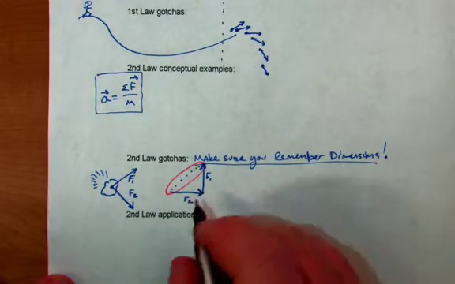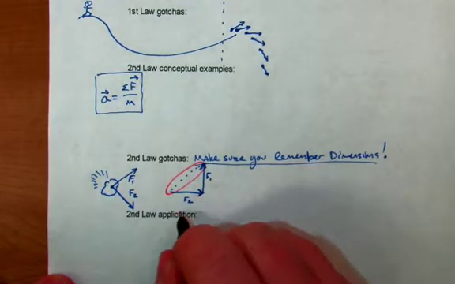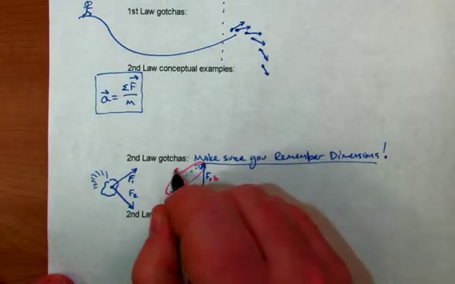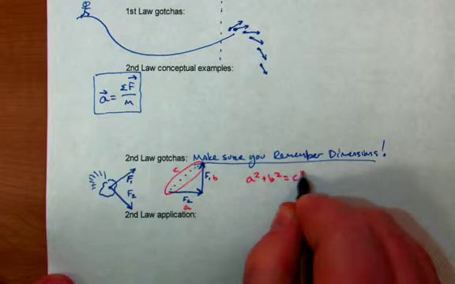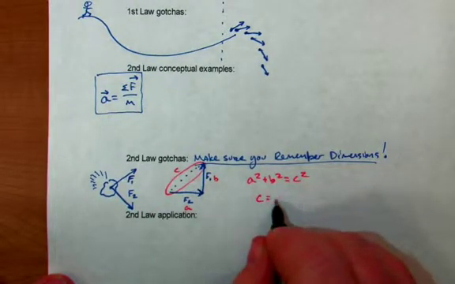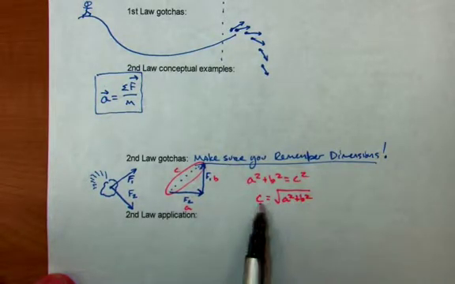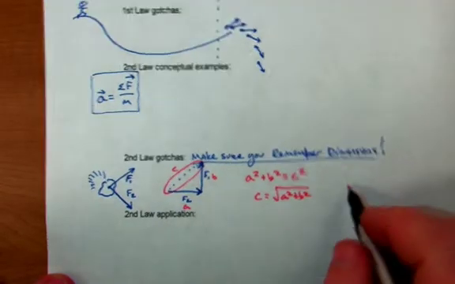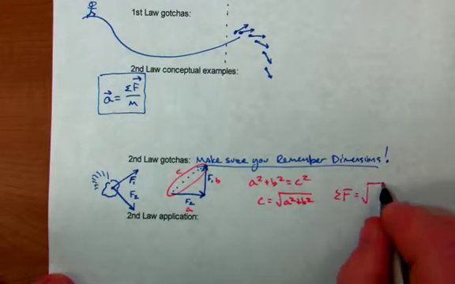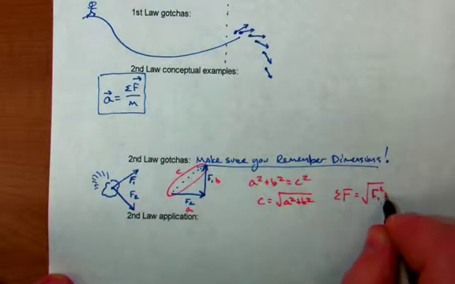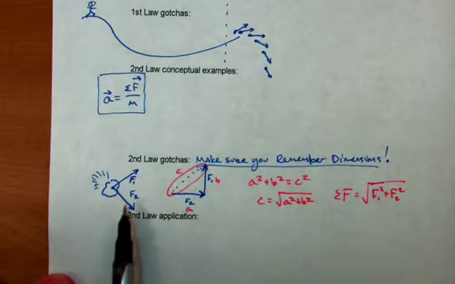So to do that, if you think about it, use Pythagorean's theorem, where let's call this A, that B, and the hypotenuse C. And the Pythagorean theorem says that A squared plus B squared equals C squared. So C would be the square root of A squared plus B squared. So that would be the net force acting on it. It would be the square root of F1 squared plus F2 squared. That would be the net force, not just 2F. So that's a very common gotcha.